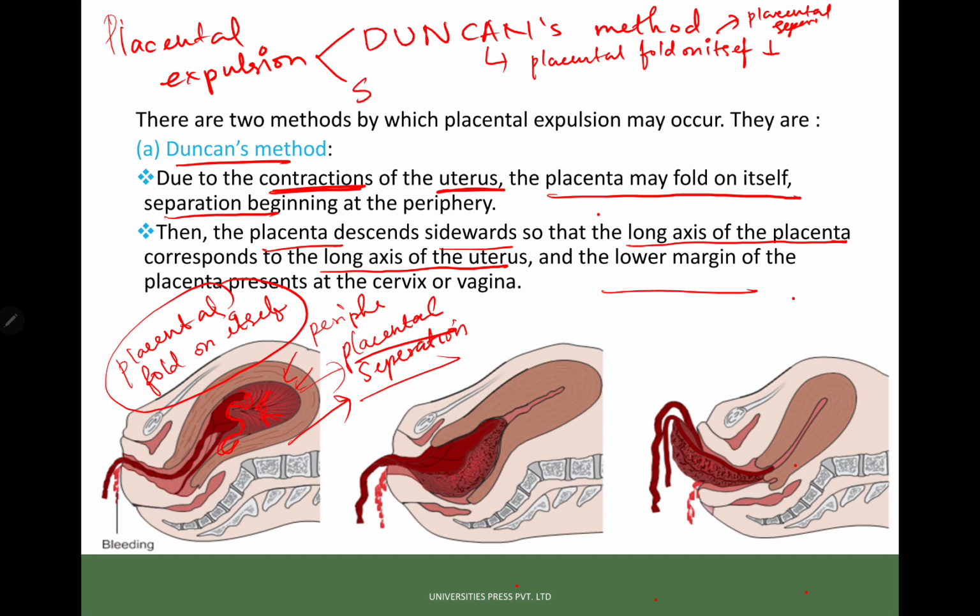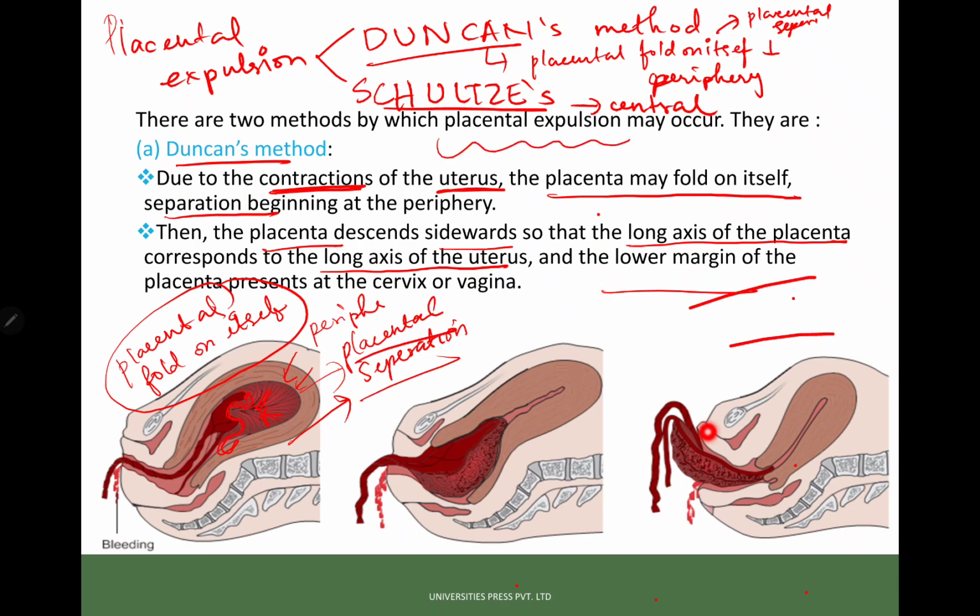Duncan's method is from the periphery. The placenta will fold on itself and the placenta will be separated. Whereas in case of Scull's method, the placenta will start to separate from the center. So these are the two methods of placental expulsion.